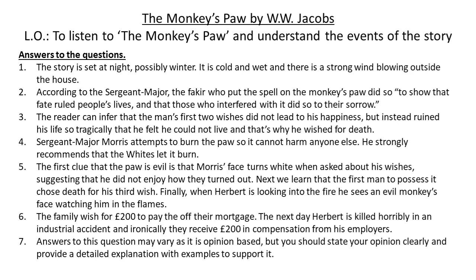4. Sergeant Major Morris attempts to burn the paw so it can't harm anyone else. He strongly recommends the Whites let it burn. 5. The first clue the paw is evil is that Morris's face turns white when asked about his wishes, suggesting he didn't enjoy how they turned out. Next we learn that the first man to possess it chose death for his third wish. Finally, when Herbert is looking into the fire, he sees an evil monkey's face watching him in the flames.